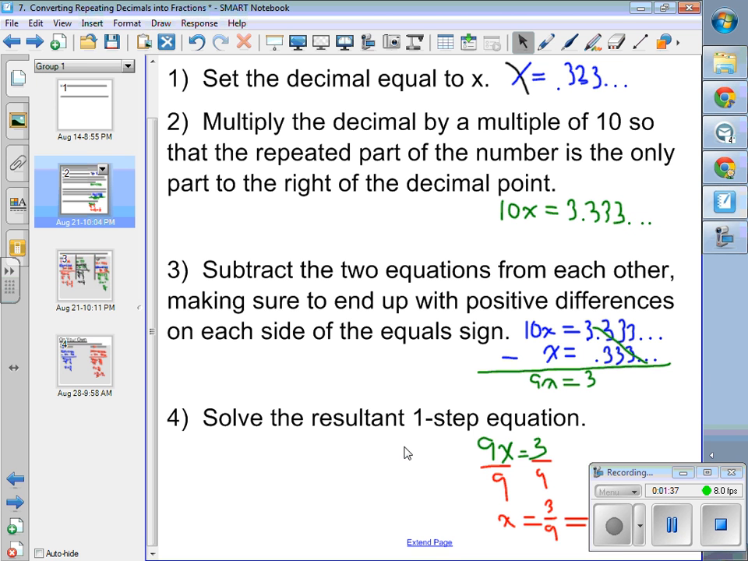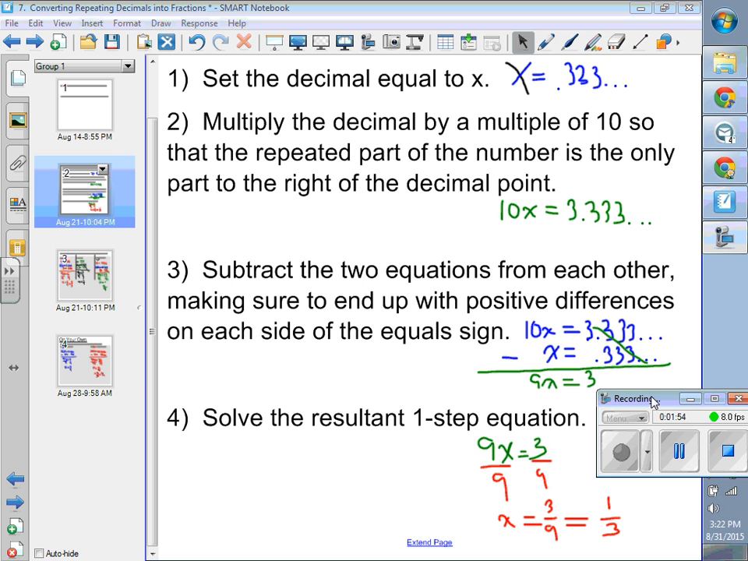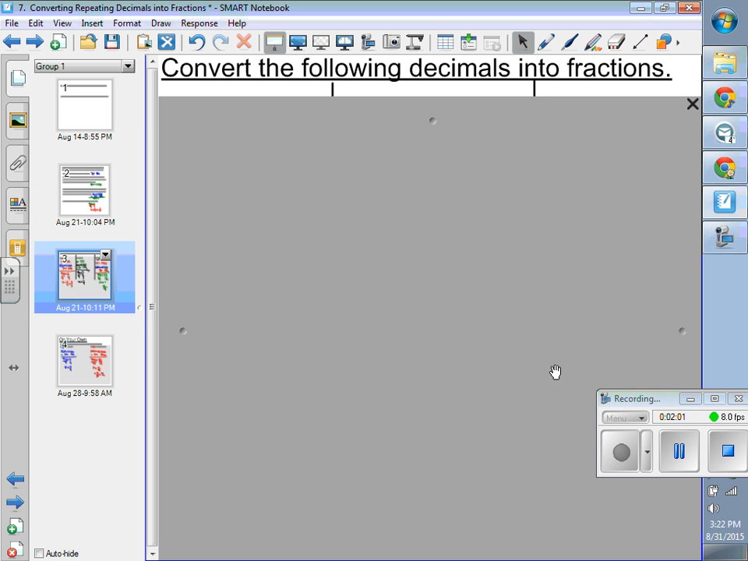So we've got a one-step equation. 9x equals 3 is our equation. We divide both sides by 9 to get x all by itself, and we're left with x equals 3 over 9, which is equal to 1/3. Not so bad. All right, let's try some other ones.